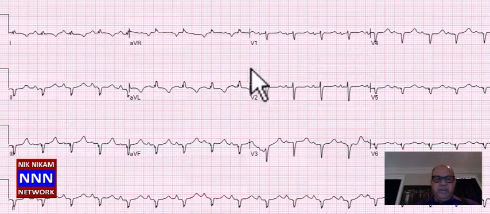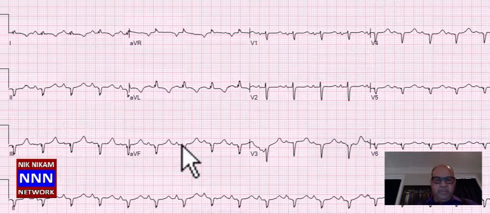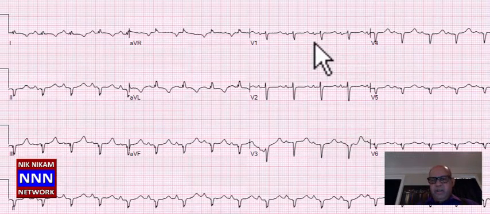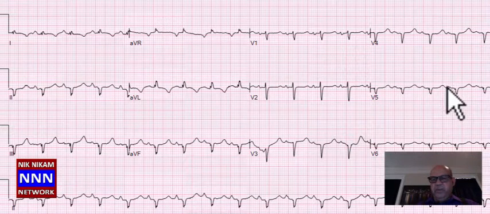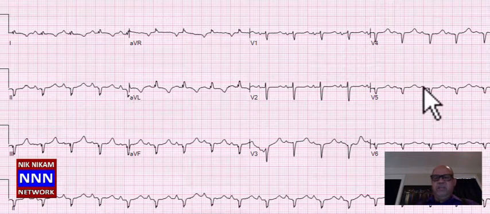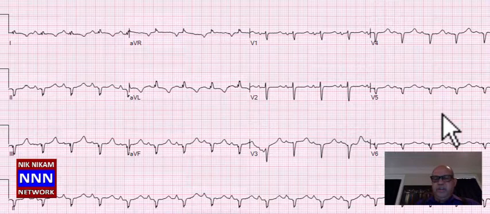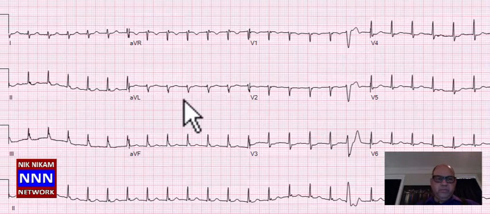So in summary, we have low voltage, sinus rhythm, left anterior hemiblock, left axis deviation, possible old inferior myocardial infarction, left atrial enlargement, poor R wave progression across the chest leads. Consider lead misplacement, repeat electrocardiogram, and also confirm by echocardiography.